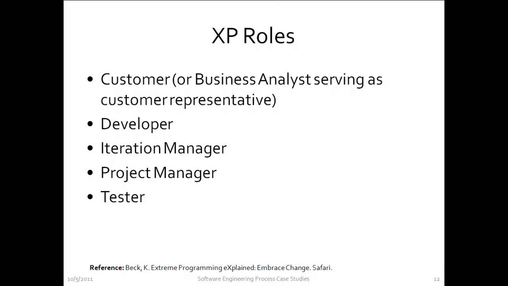Just like a structured process had roles, an Agile process, like XP, has roles as well. But note that the number of roles is a lot fewer than for a structured process. The roles are, first, a customer role or a business analyst role who serves as a customer representative to the development team. There is a developer role. There is an iteration manager role, there is a project manager role, and there is a tester role.